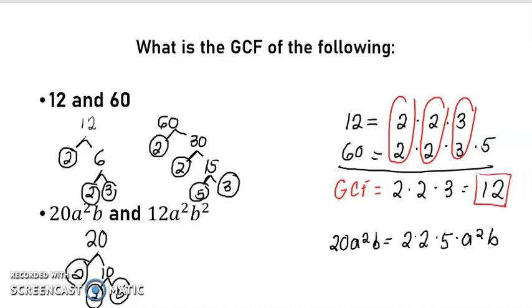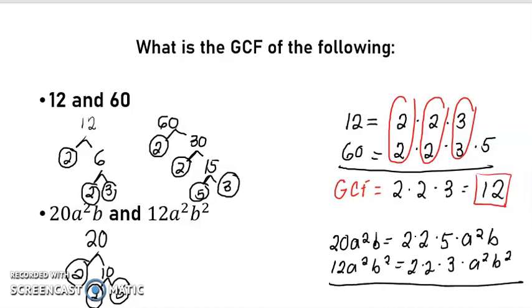Now, since we have already gotten the prime factors of 12, we will just copy it from the previous example. The prime factors of 12 are 2 times 2 times 3. So, if we have 12a squared b squared, this is equal to 2 times 2 times 3 times a squared times b squared.